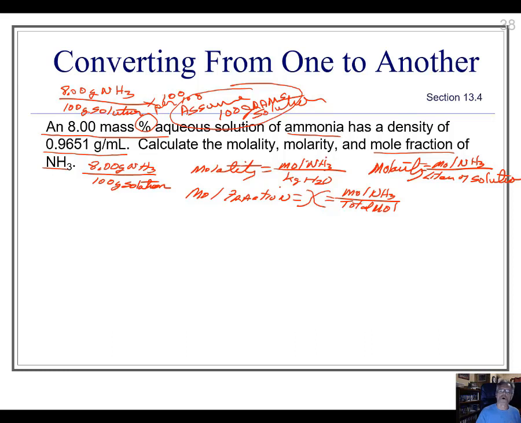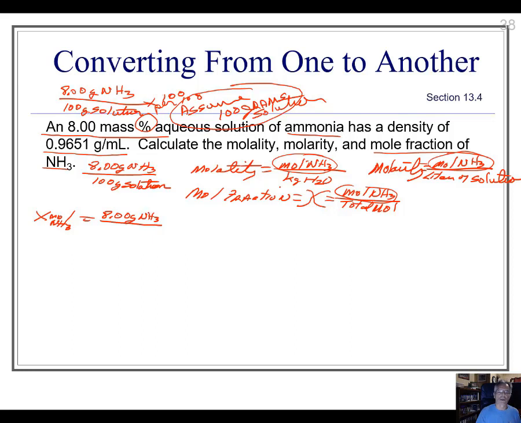Okay, we need in all three cases moles of ammonia. So why don't we start there, and then we can figure out how to get to kilograms of solvent, liters of solution, and total moles of solution. All right, so first of all, X moles of NH3. Well, I know how many grams of NH3 I have since it's 8 mass percent. I've assumed 100 grams of solution. 8 grams of that solution are ammonia, NH3. So I'm just going to divide by the molar mass of ammonia.